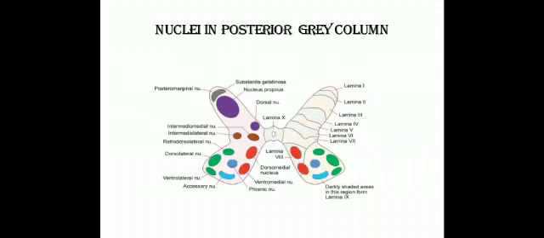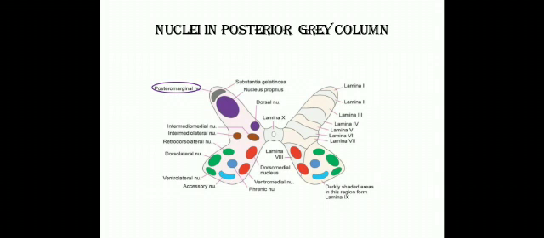So, nuclei in the posterior grey column, there are four main afferent nuclei seen in this area. When we observe, the posterior one is the sensory and the anterior one is the motor. So, in the posterior grey column, we have the four main afferent nuclei. One is the postero-marginal nucleus. It is a thin layer of neurons that caps the posterior horn. So, here we can observe the cap-like structure in the posterior horn.